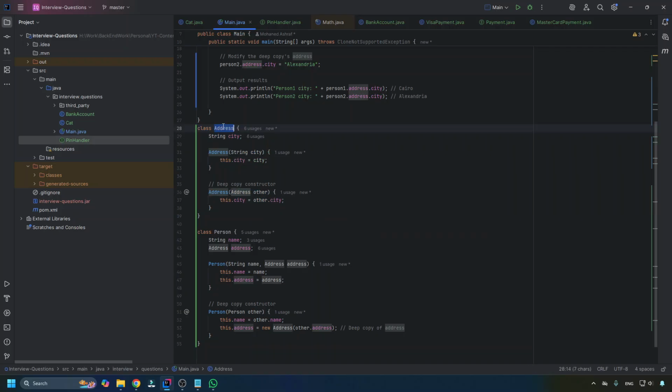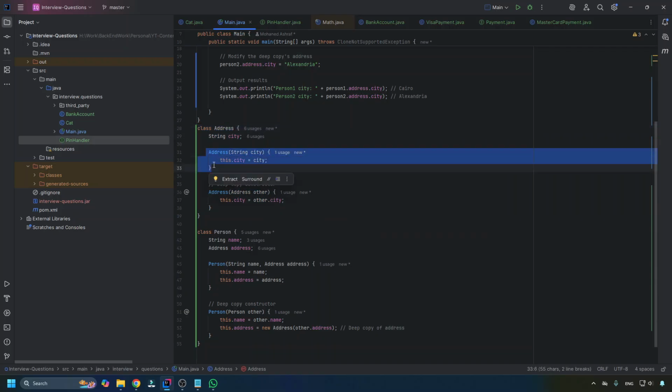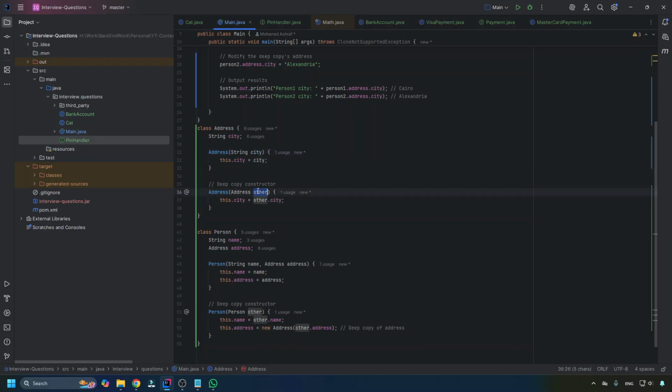We have a class Address. This has two kinds of constructors. The first constructor takes a city, and the second constructor takes an address. So basically, it's just a constructor for deep copying.